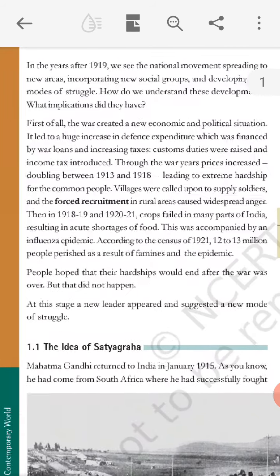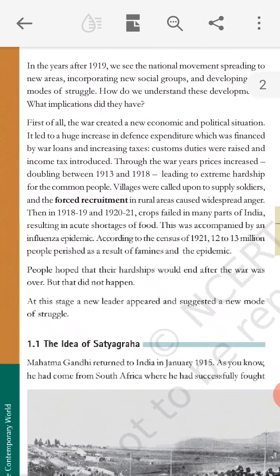First of all, the war created a new economic and political situation because of the First World War. What changes did it create? We can see the changes in the economic as well as the political fields. A new situation was created because of the war. It led to a huge increase in defense expenditures. Expenditure also increased, a huge increase.